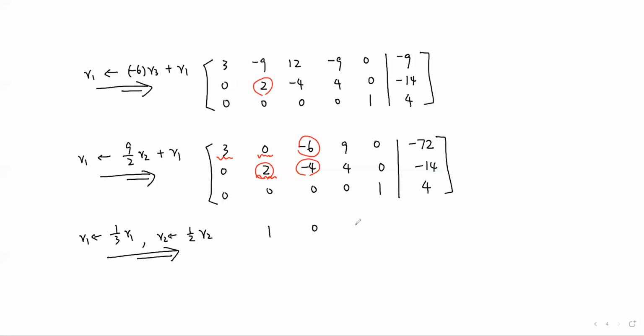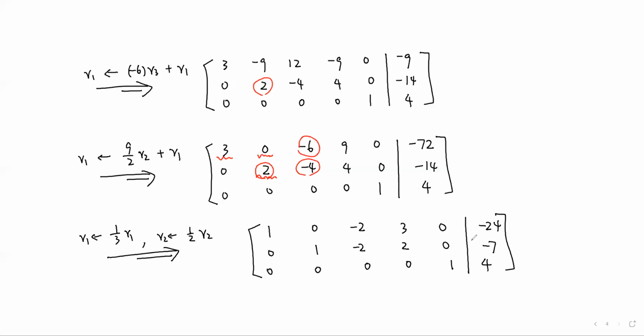1, 0, -2, 3, 0, -24, 0, 1, -2, 0, 7, 0, 0, 0, 0, 1, 4. This is the augmented matrix of a linear system. This linear system is simple enough.